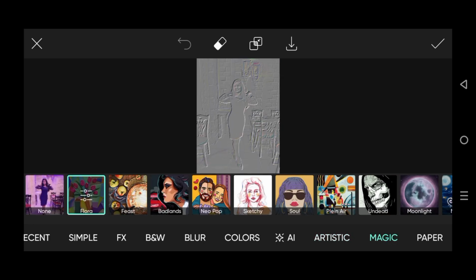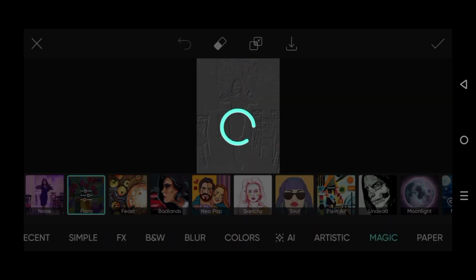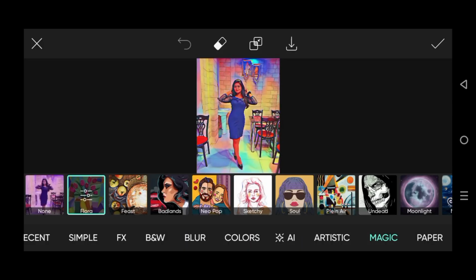Next one is the magic effects. These are the Flora effects. First one, and next to it is a Feast, and that's Badlands, and that's New Pop, Sketchy.